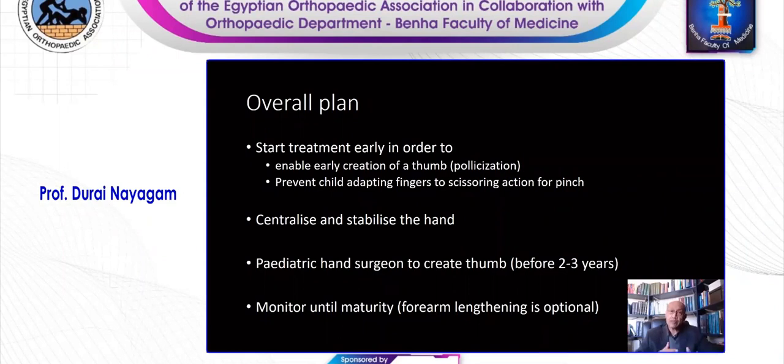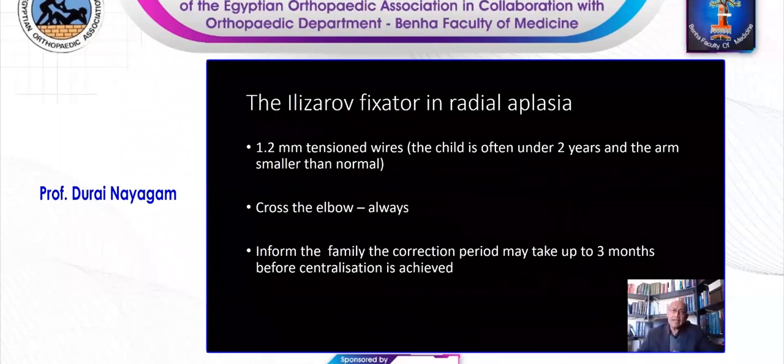In my practice, forearm lengthening is seldom required because compensation for differences in arm length is made much more easily than in the lower limb. So, the technique involves using an all-wire Ilizarov, and as these children are often under the age of 18 months, the forearm is generally much smaller than the normal forearm, you may find having to use much thinner wires than the usual 1.5. In fact, in my practice, we tend to use 1.2 millimeter wires.